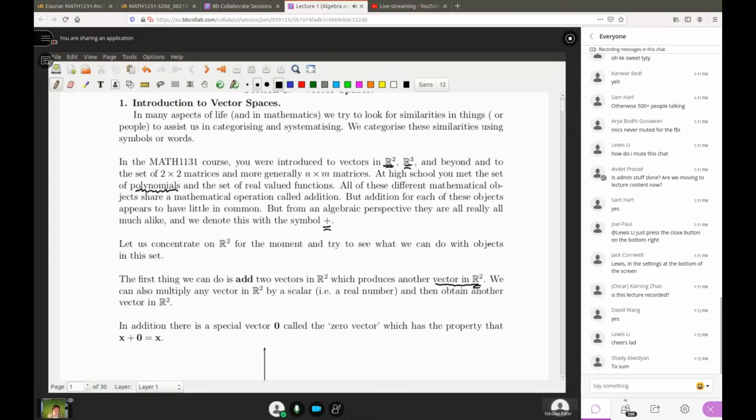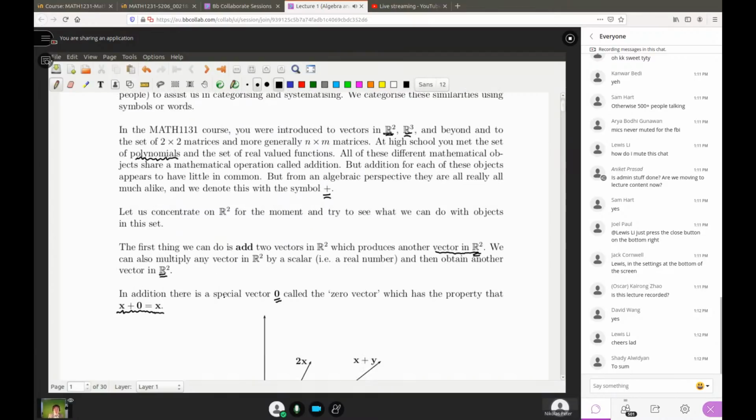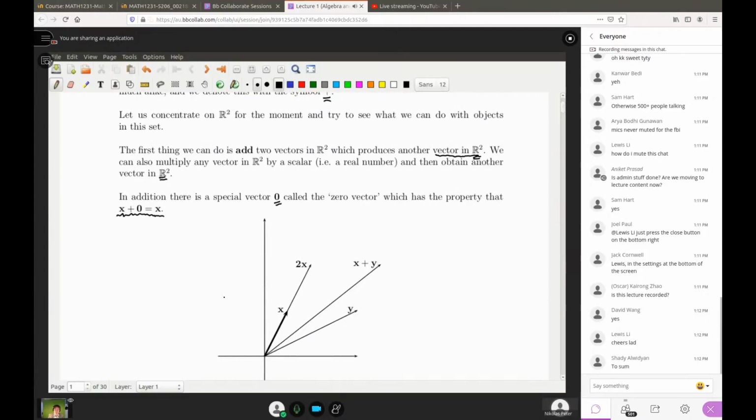So the types here are important. We can also multiply any vector in R2 by a scalar, so you can stretch it if you like, and you obtain, still not a polynomial, not a matrix, not a vector from R3, a vector from R2. There is also a special vector called 0, which has a very special property: when you take any vector and you add 0, you get that same vector back again.